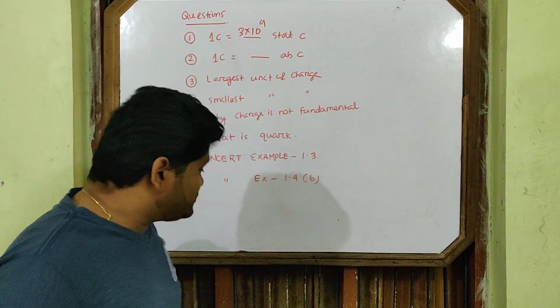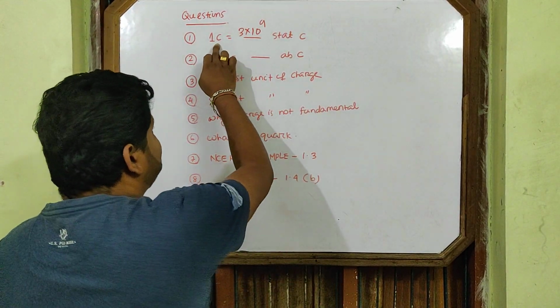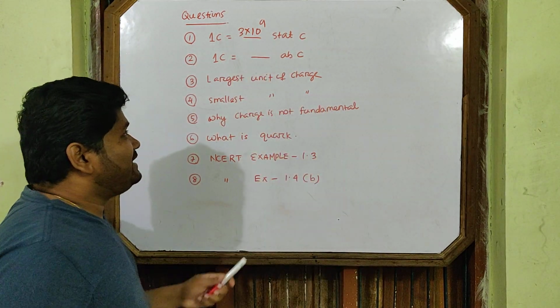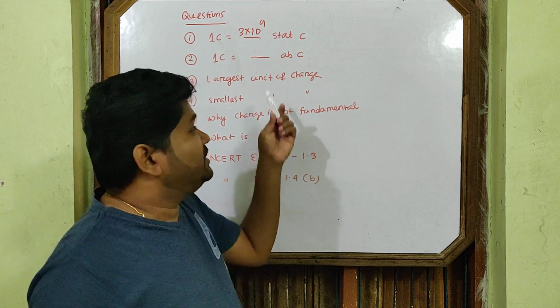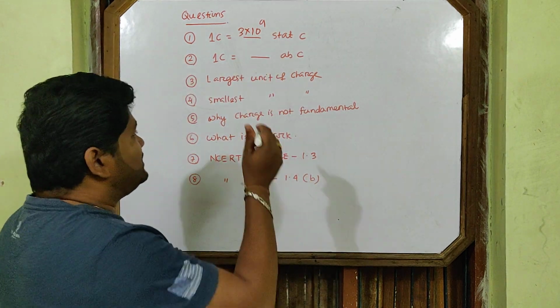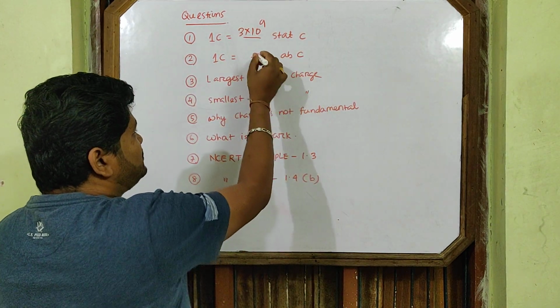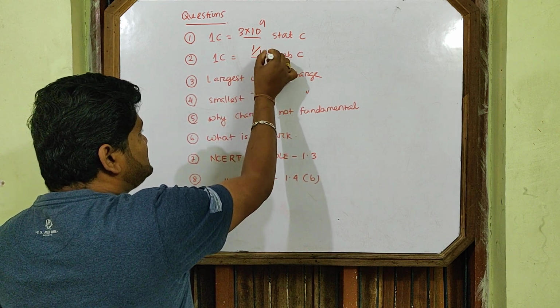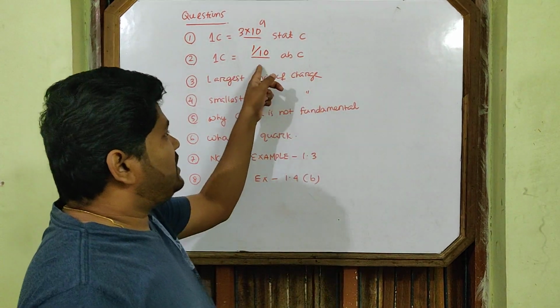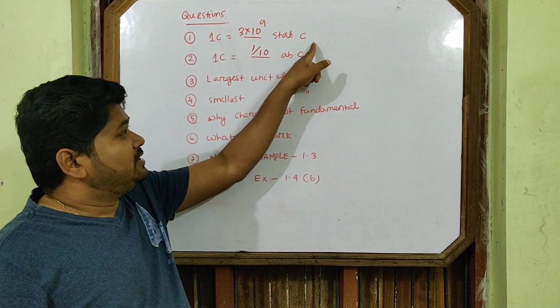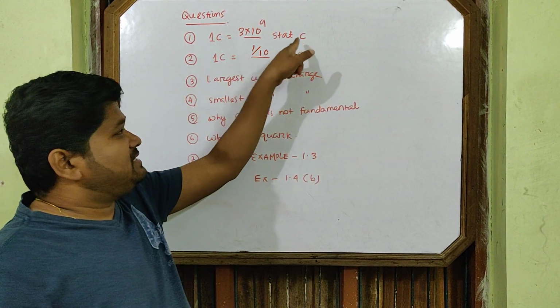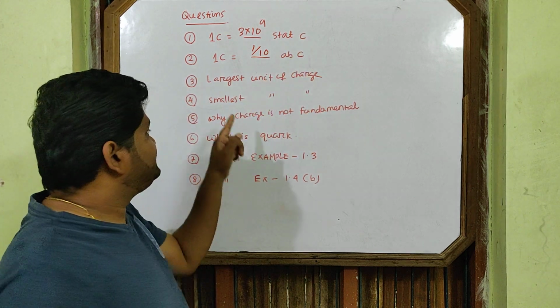Let's see. First question. 1 coulomb is equal to 3 into 10 to the power 9 stat coulomb. This was the first question. Second, 1 coulomb is dash half coulomb. It's 1 by 10 or 0.1 half coulomb. This is the conversion of unit of charge from SI to CGS.